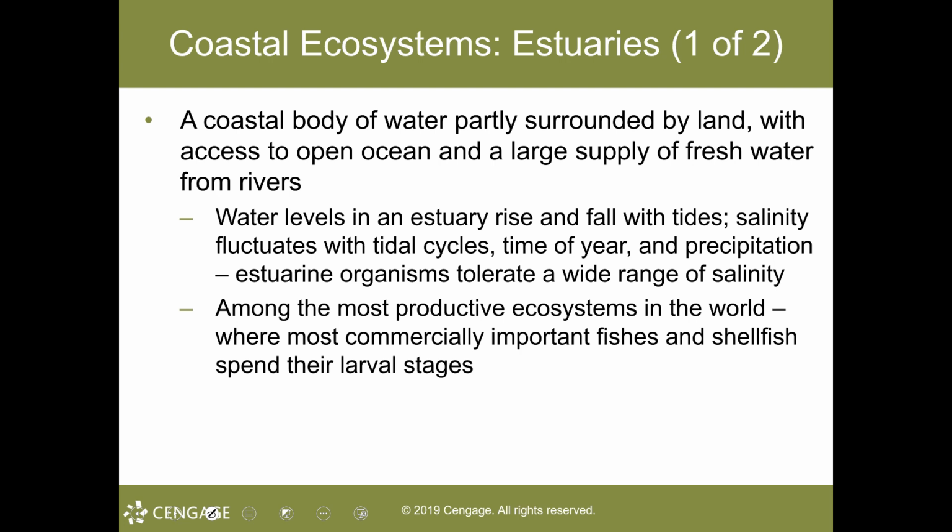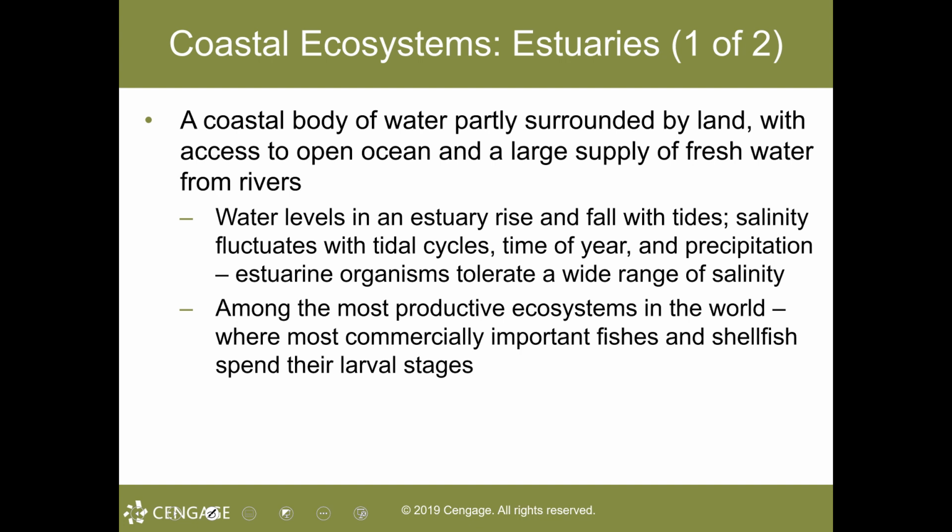On to estuarine environments, the coastal ecosystems. So where the ocean meets the land, there may be one of several kinds of ecosystems: a rocky shore, a sandy beach, an intertidal mudflat, or even a tidal estuary. An estuary, by definition, is a coastal body of water partly surrounded by land with access to the open ocean and a large supply of fresh water from rivers.